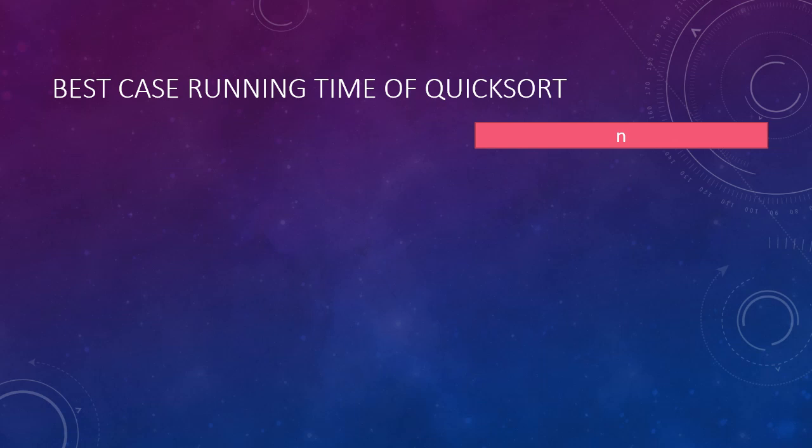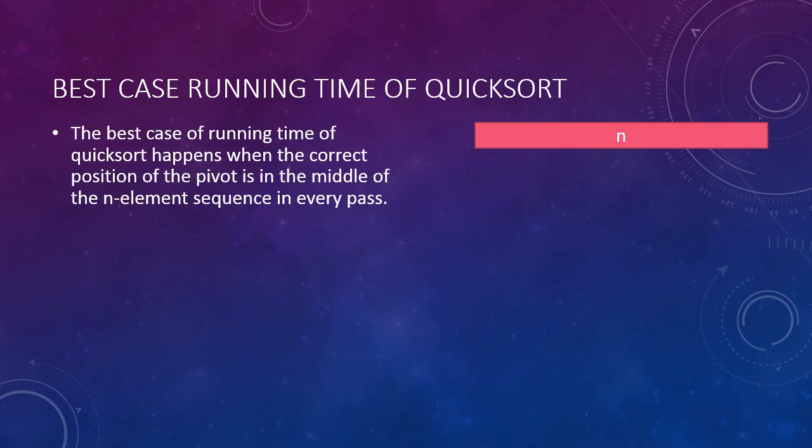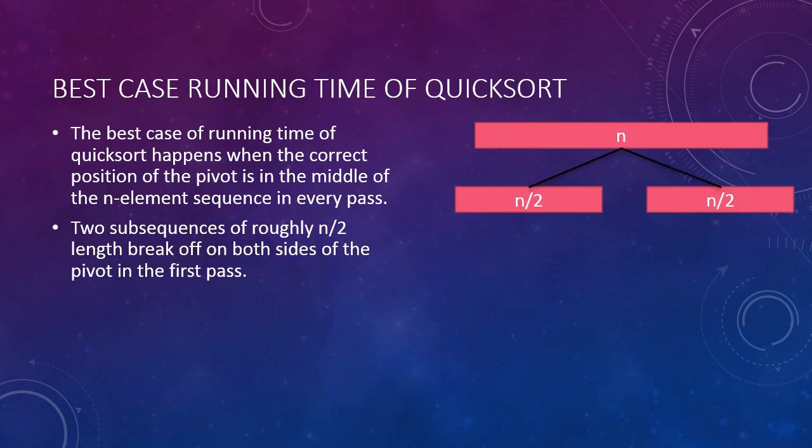Having gone through quicksort, let us now look at the time complexity of the algorithm. Let us first focus on the best case running time. The best case of running time of quicksort happens when the correct position of the pivot is in the middle of the n element sequence in every pass.